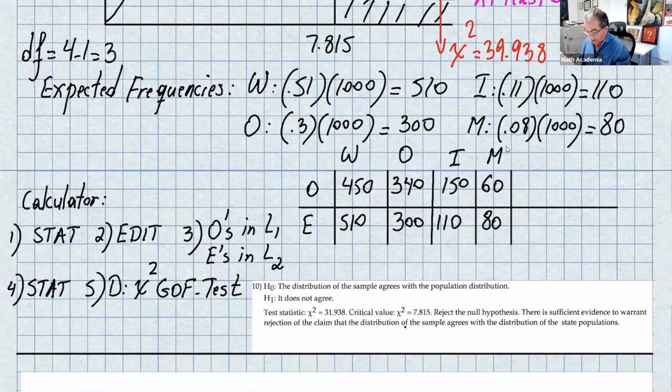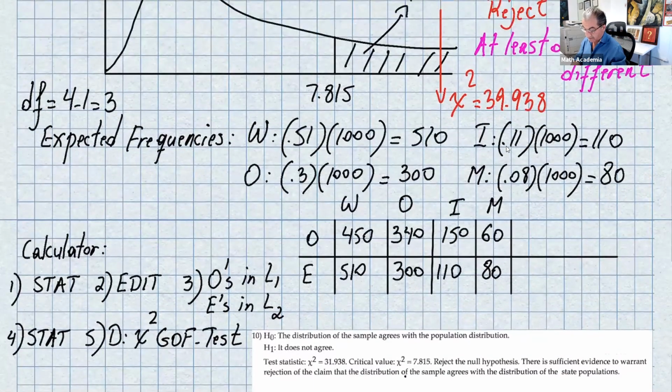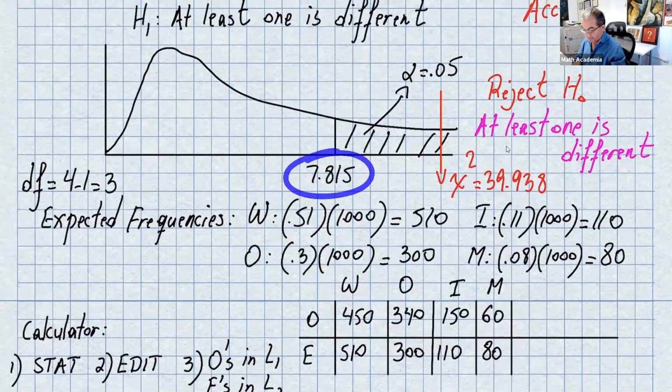Again, you can do the formula: for the test statistic, chi-squared is the sum of O minus E squared divided by E, one by one, and add them. Or use the calculator: go to stat, edit, put O's in L1 and E's in L2, then go to stat again, pick D, which is chi-squared goodness of fit test, and you can find the test statistic, which is 39.938. So it's in the shaded region because it's after 7.815.